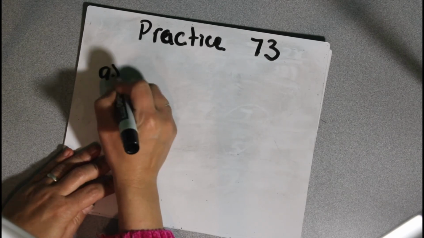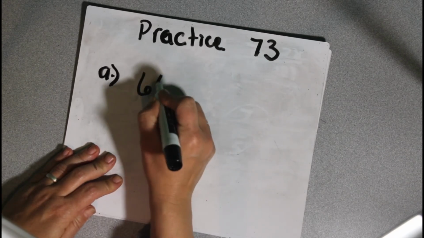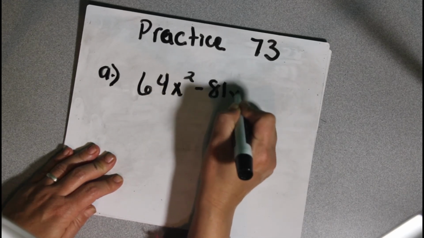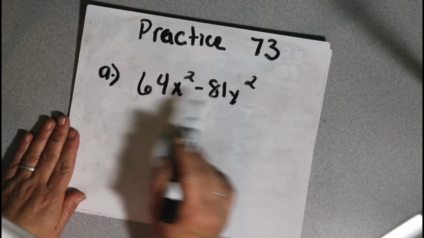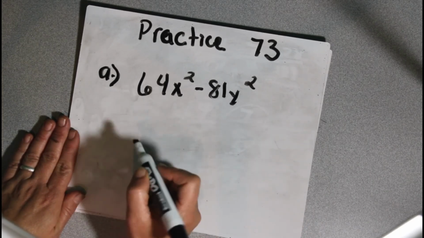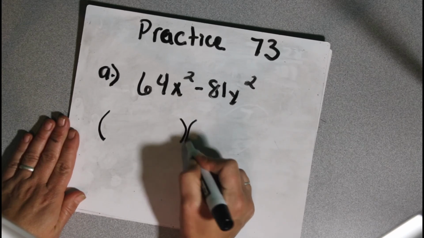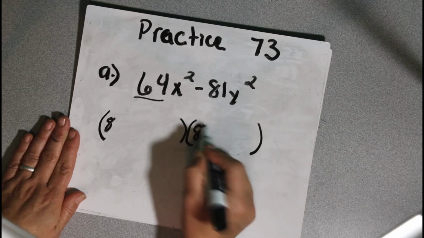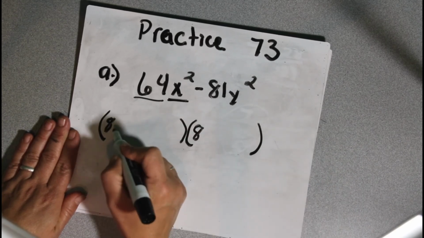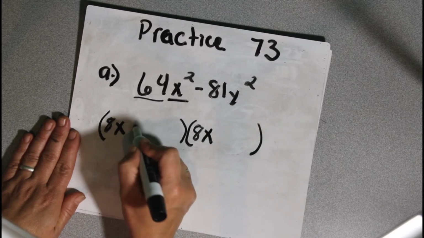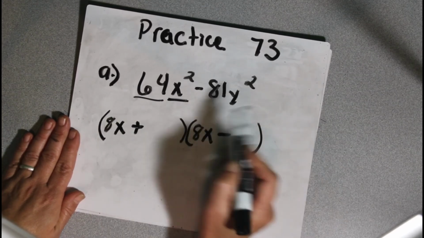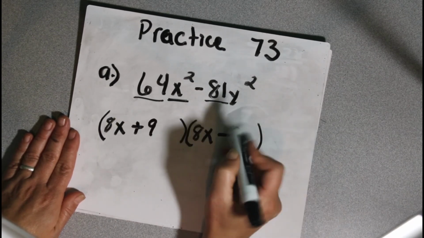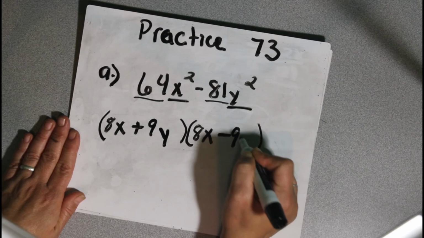So first one is A, which is 64x squared minus 81y squared. All right, so we can see that these are all square numbers here. So we're just going to draw our parentheses. And first we're going to figure out the square root of 64, which is 8. We're going to put it on both of these. The square root of x squared, which is x. Now we need a plus sign and a minus sign. Now the square root of 81, which is 9. 9 times 9 is 81. And then the square root of y squared would just be y.